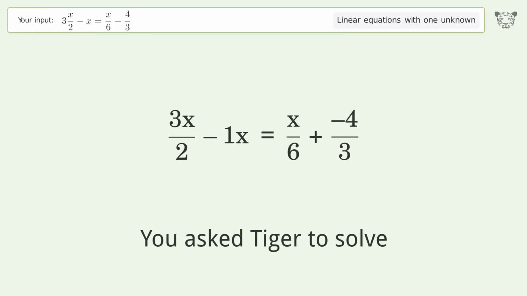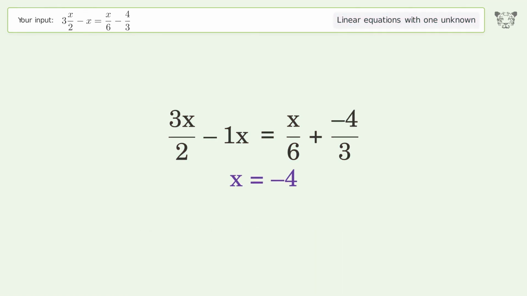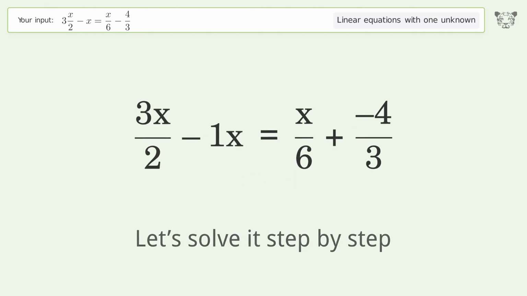You asked Tiger to solve this. This deals with linear equations with one unknown. The final result is x equals -4. Let's solve it step by step.